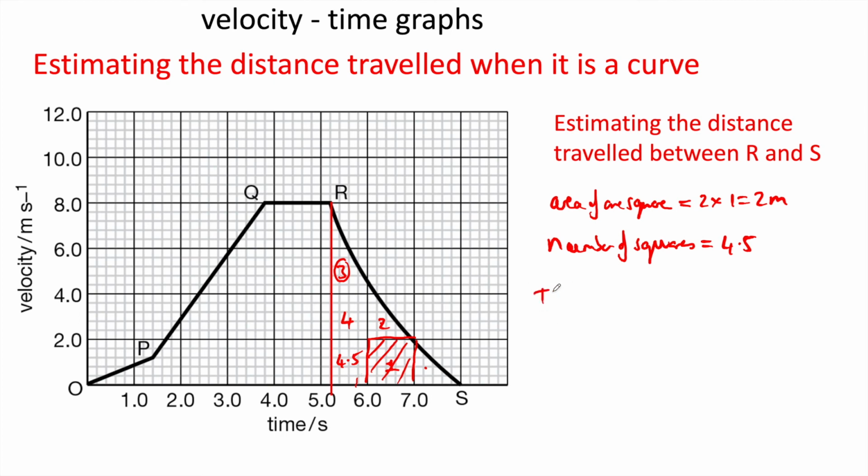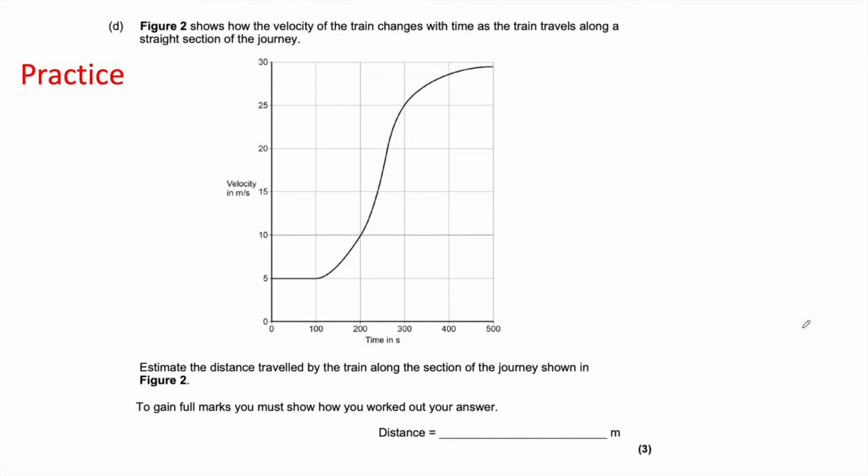So the total distance is going to be the number of squares times by the distance represented by each square. So I reckon that's about 9 meters. And of course, again, because it's an estimate, there'll be a range of values in the exam that you need to get between. It might say between 7 and 11. As long as you get within there, you get the marks. But you're showing the process of how you've done it.